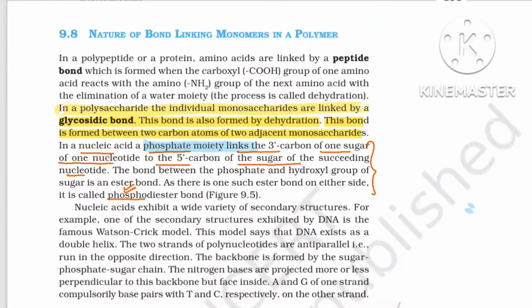Phosphate group links the third carbon of the sugar of one nucleotide to the fifth carbon of the sugar of the succeeding nucleotide. And this bond, which is present between the phosphate and the hydroxyl group, is again an ester bond. Two ester bonds are present. That is why we say diester bonds are present. Clear? Let me explain. This I am drawing. Adenine. I should remove the OH group because I am discussing the DNA. At the second position, oxygen is not there, only hydrogen. Here OH is there.